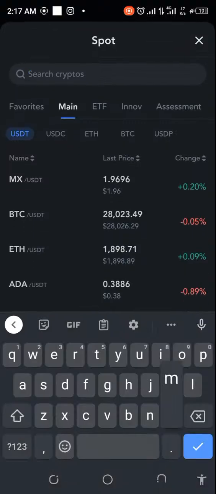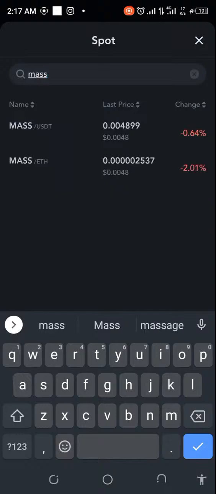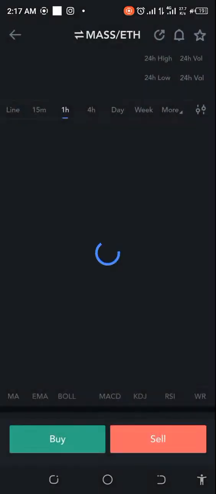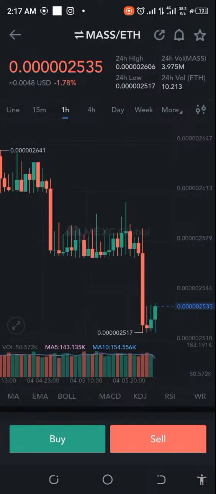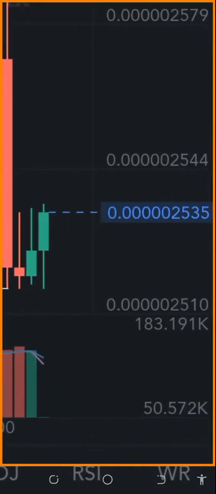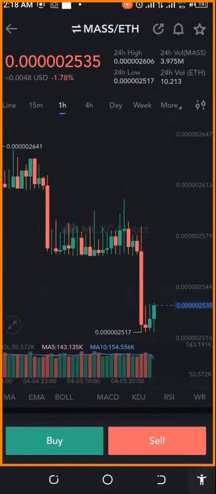Okay. Let's just check that again and see what's happening there. So we will check the chart and see what it is looking like. Let's look at the chart. It's actually pumping. It's actually pumping. That means that we really need to go back a little downwards because it's 2535 now.